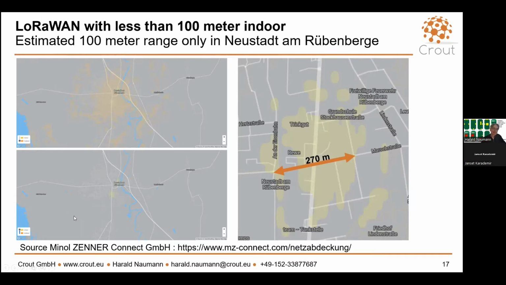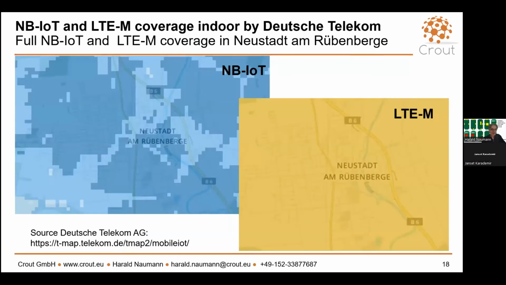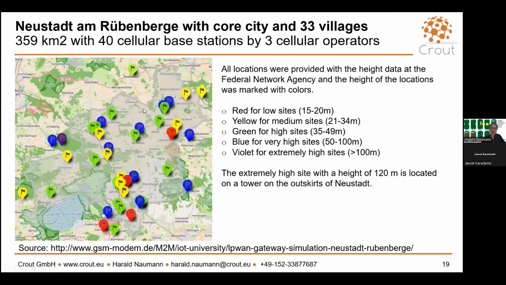If you see here, this is the area of Neustadt, and here is the indoor coverage. You need a lot of base stations to cover Neustadt with LoRaWAN. Or you just select narrowband IoT and LTE-M and you are finished. We have coverage by 3 operators with narrowband IoT and LTE-M in the town, and in the middle of the town is a tower of an estimated 35 meters by Deutsche Telekom, and outside the city of Neustadt is another tower with, I think, 55 or 60 meters, and you can see this here.